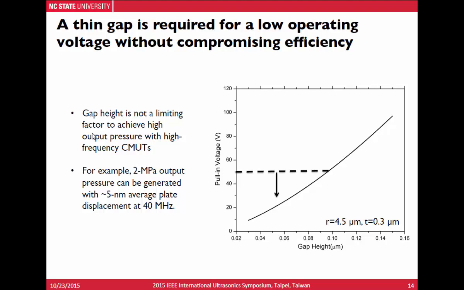As the cell size and the plate size decrease, we should also scale the gap height in order to achieve a low operating voltage. We desire to achieve a voltage less than 50 volts in order to integrate the CMUTs with electronics. Additionally, the efficiency of the CMUTs won't be compromised at high frequency only because of the thin gap. And the 2 megapascal output pressure can be generated with only 5 nanometers average plate displacement for 40 megahertz operational frequency.